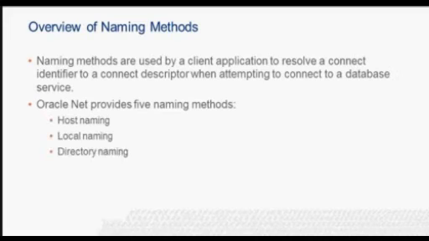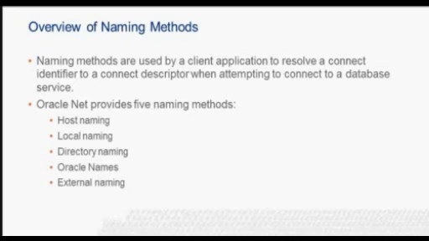Next is naming method configuration. Let's see an overview of these. To connect to a service, clients use a connect identifier in the connection string. The connect identifier can be a connect descriptor or a simple name that maps to a connect descriptor. The connect descriptor contains the network route to the service, including the location of the listener through a protocol address, and second, the database service name or Oracle system identifier, that is, SID. A simple name is resolved to a connect descriptor by a naming method.